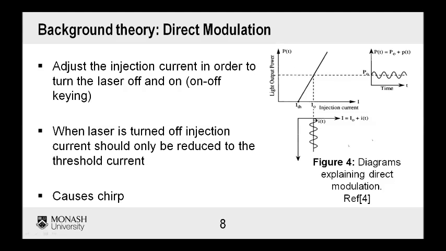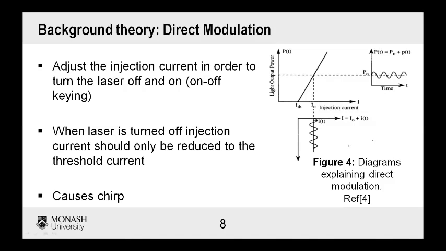When you directly modulate a laser, you adjust the injection current to the laser in order to turn it off and on. This is what's known as on-off keying. On the right hand side of this slide, you can see a graph that shows a plot of the power of a laser versus the injection current. You can see that there's a point called the threshold current where the laser starts to turn on. And the thing is that the laser has a time at which the current can be adjusted.